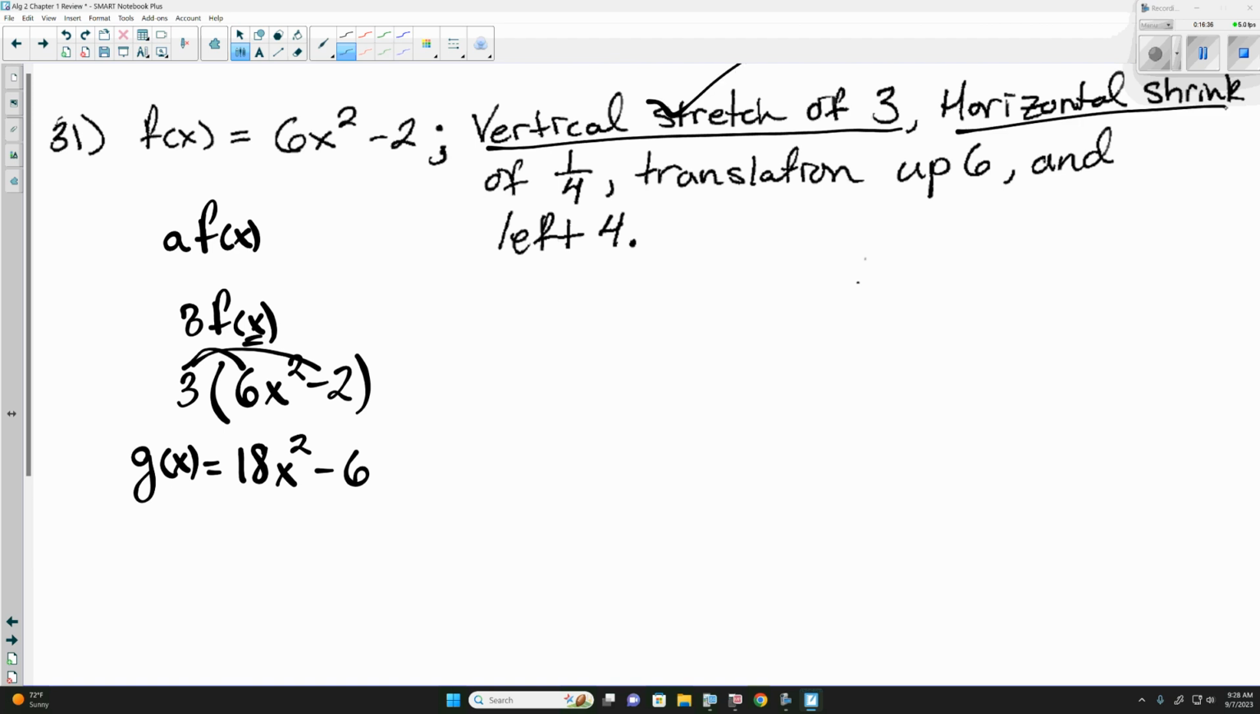The next one, horizontal shrink of 1/4. Horizontal shrink, we flip it, and it's now 4. Now with horizontal stretch and shrink, it says f of a of x, yes? What function are we applying it to? G, yeah? So I'm just replacing the g with the f.